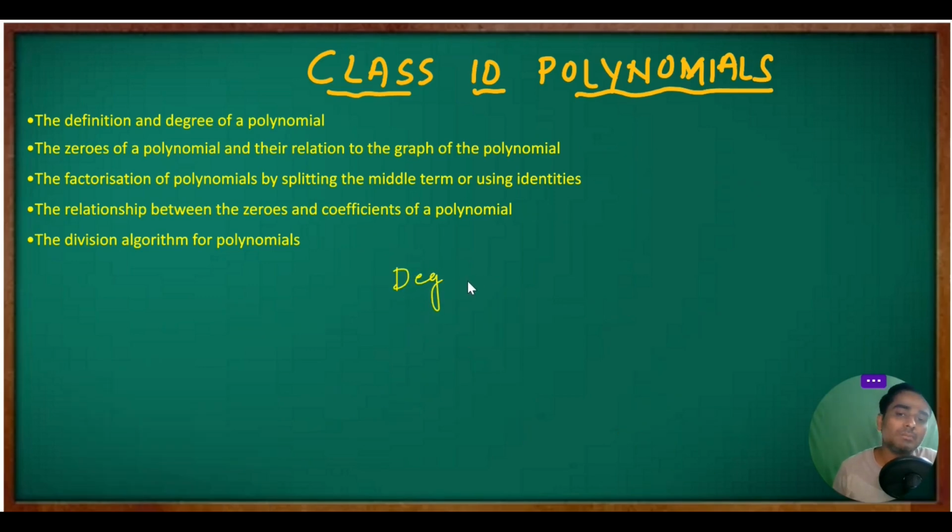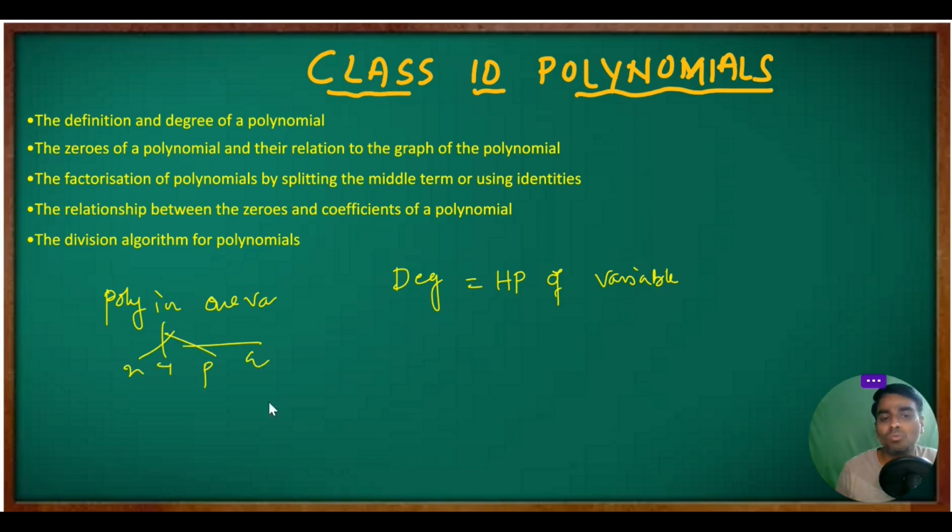Degree means what? Highest power of the variable. Degree is equal to the highest power of the variable. Okay, now here you are going to study a polynomial in one variable. Polynomial in one variable means only one variable will be there. It can be x, it can be y, or it can be p, it can be q, whatever, but a single variable will be there. What do you mean by single variable?